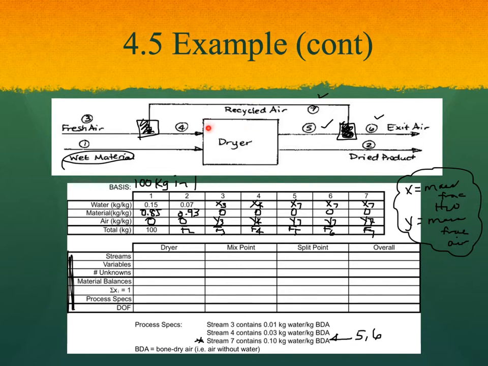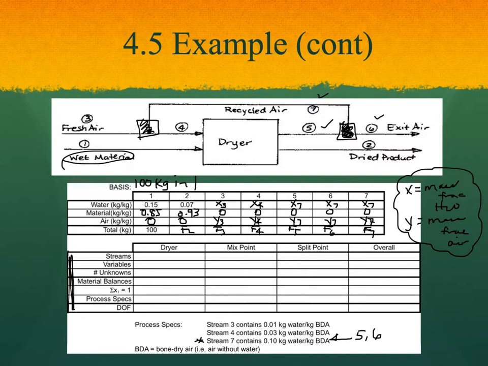I have the dryer itself, which is right here. So it's going to be streams 1, 4, 5, and 2. I'm going to have my mixing point over here, which is streams 3, 4, and 7. I'm going to have my split point here, 5, 6, and 7. And then I also want to look at the combination. Here the only combination is if I just take a big block over all of this, then I have streams 1, 2, 3, and 6. Okay? So let's start filling this stuff out.